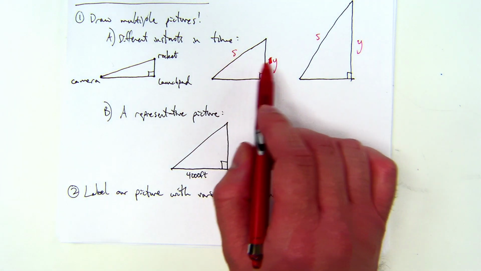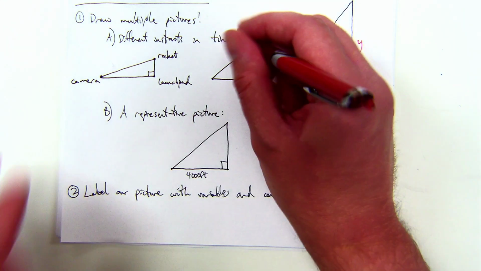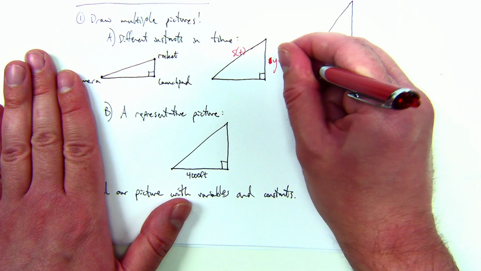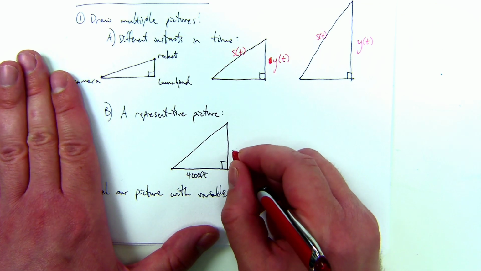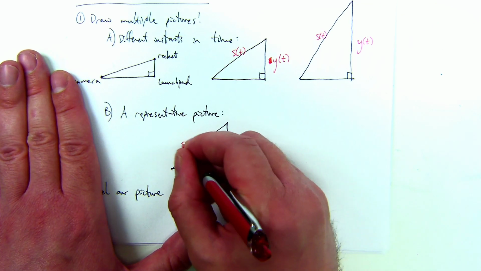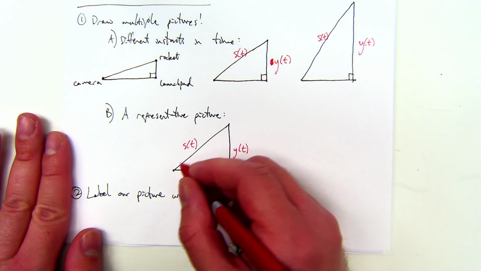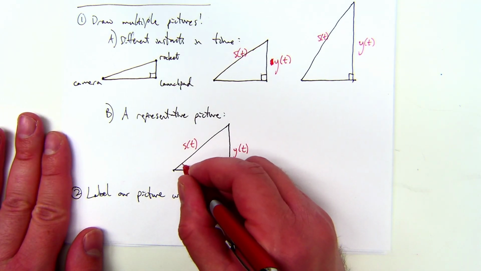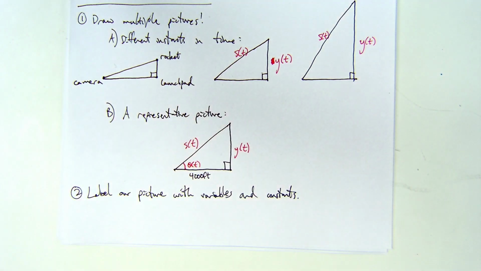While I'm giving these names as variables, we need to consider them as changing with respect to time. Since these quantities are changing with respect to time, we should think of them as functions of time, and so I'm going to write of t here in these pictures. So I have y of t, s of t, quantities that change with respect to time. We also need to consider that the angle, which is what we're concerned with, is also changing with respect to time. As you can see in the above pictures, the angle at which we have to raise the camera is changing with respect to time. So we label that with variables and constants.